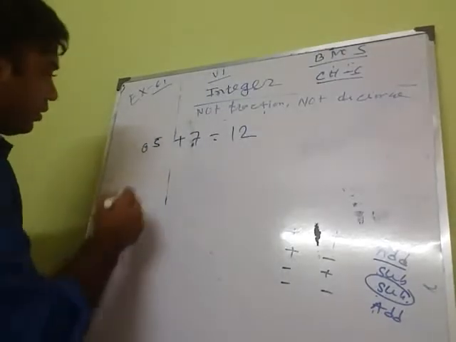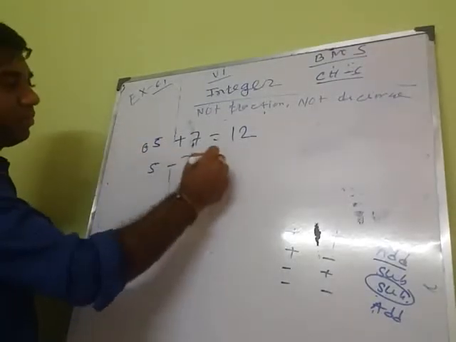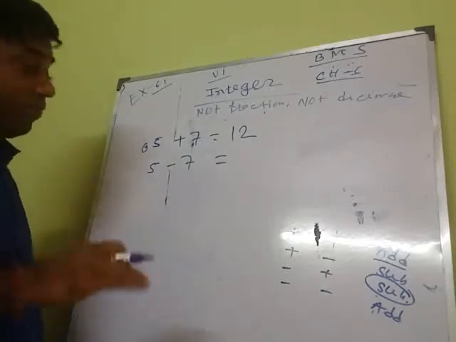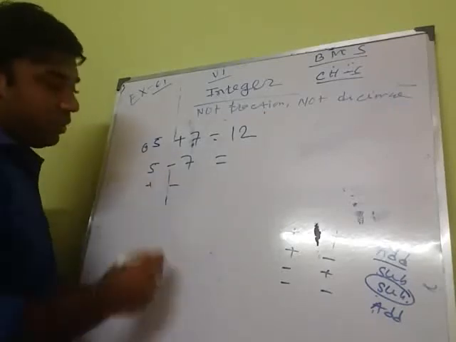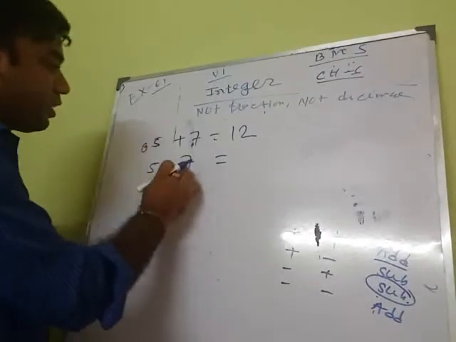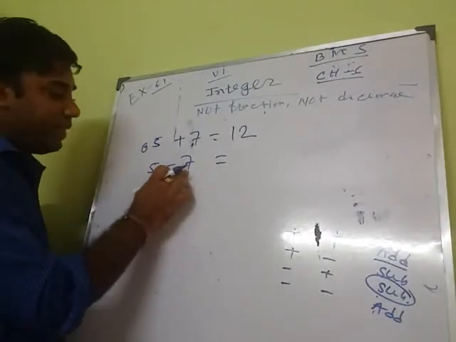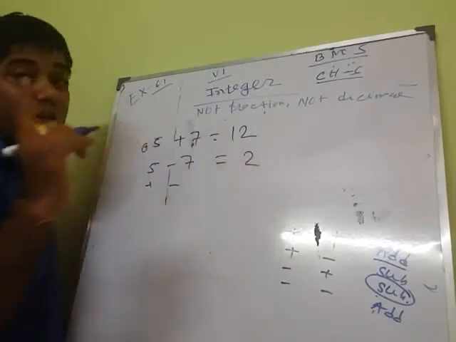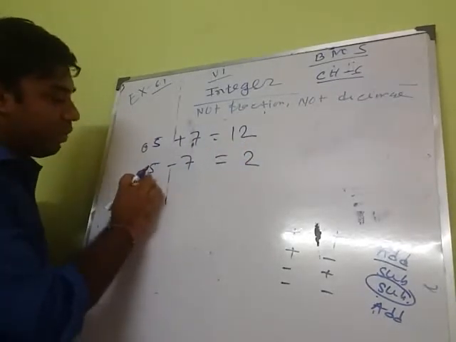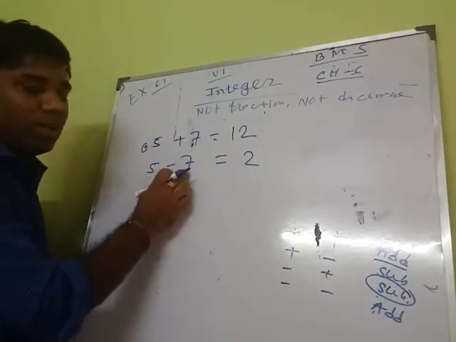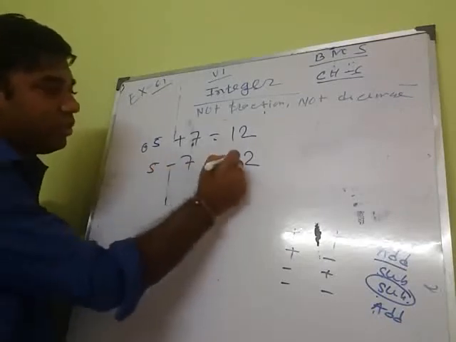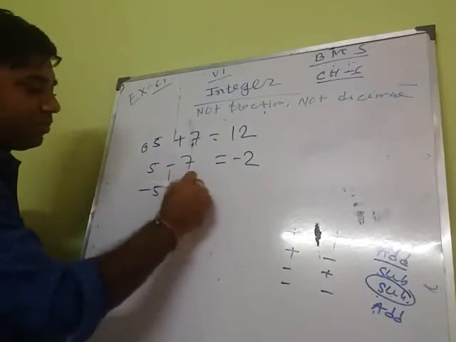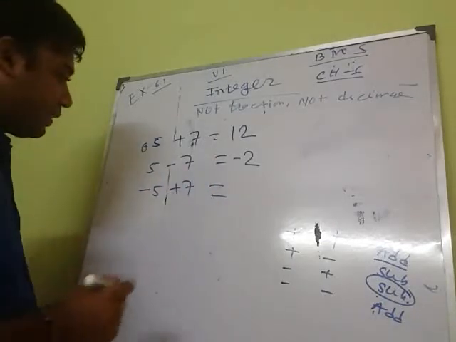Next, 5 minus 7. Where there is no sign, it means plus. So plus and minus means subtraction. If you subtract, which is greater? 7. The difference between 7 and 5, 7 minus 5, is 2. What will be the sign? Which one is greater, 5 or 7? 7 is greater. What is the sign of 7? Minus. So it will be minus 2. Next, minus 5 plus 7.